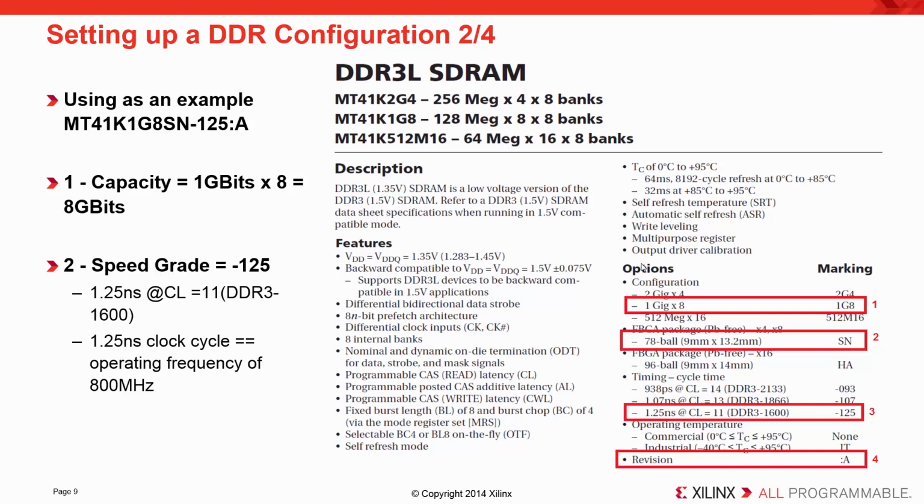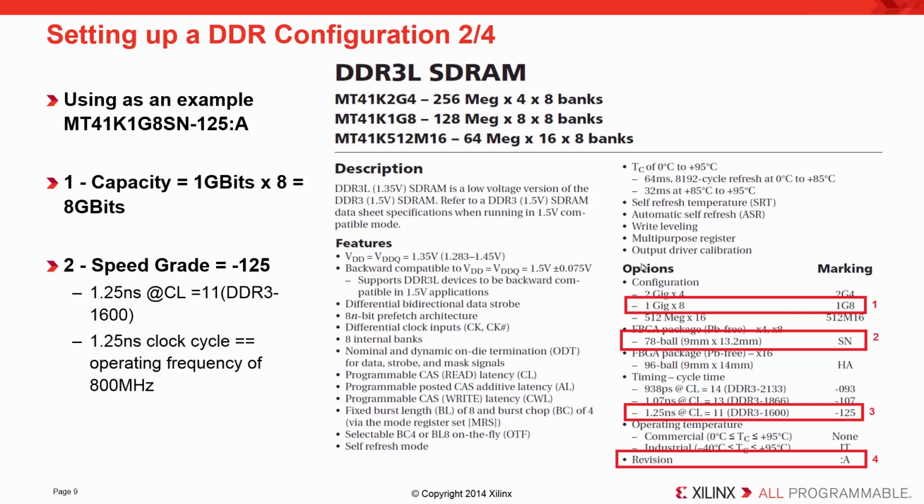For instance, 1G8 lets us know the capacity of the device. In this case, it is a 1 gigabit device by 8, which makes this an 8 gigabit device, shown as the first red rectangle in our presentation. We will see a more in-depth calculation in the next steps.